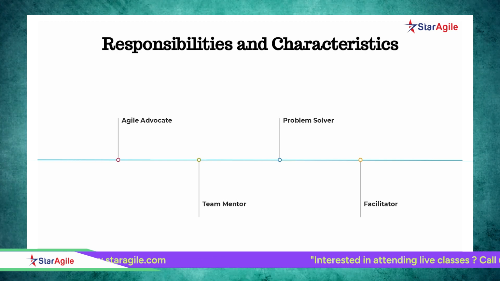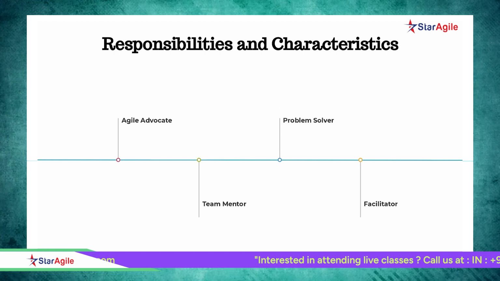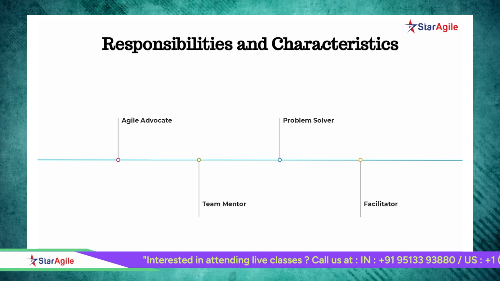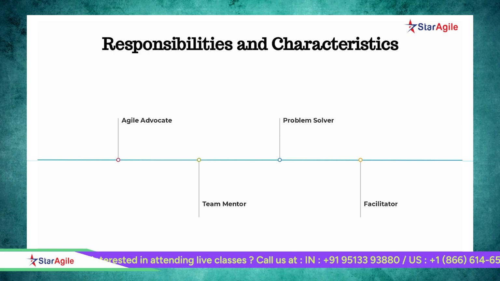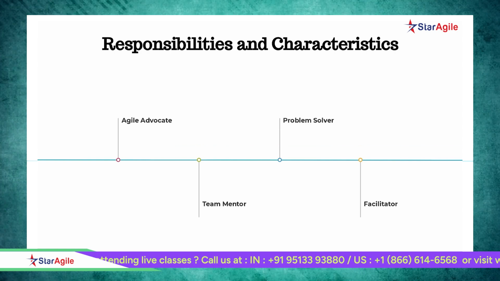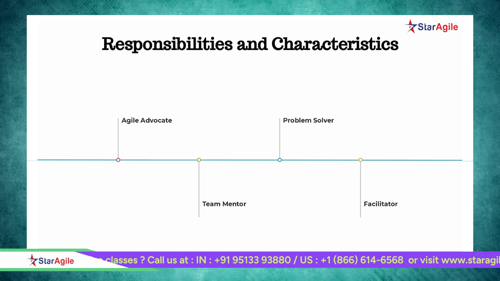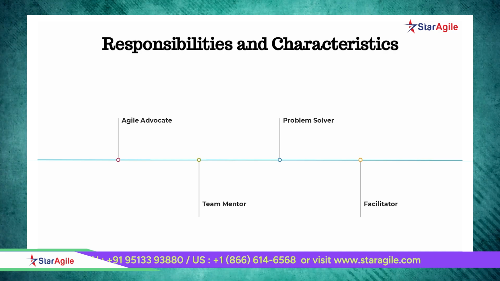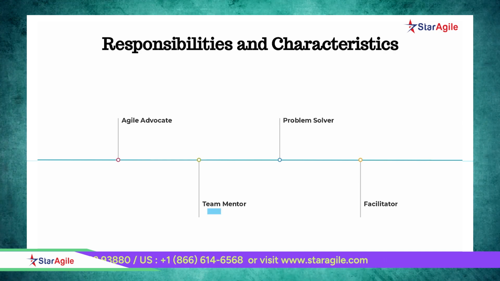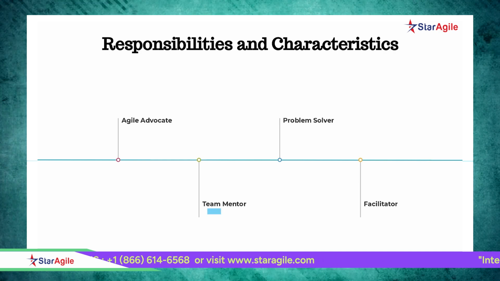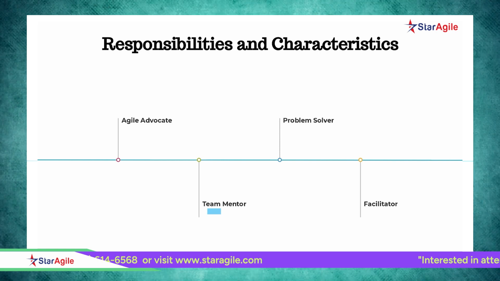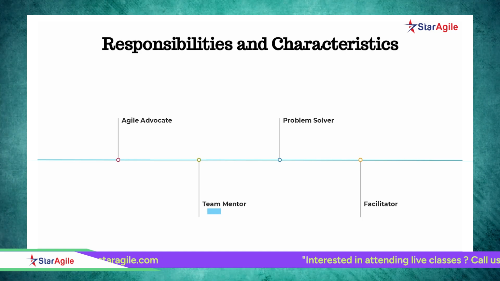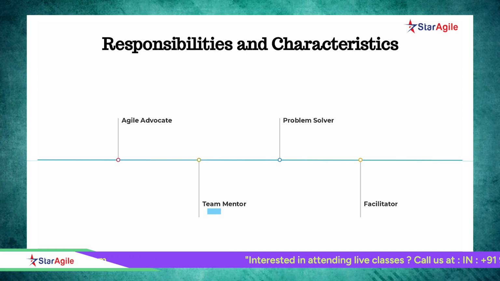Overall, as an agile advocate, the Scrum Master's role is to promote the adoption of agile principles and practices, drive cultural change, and support teams in their journey towards becoming high performing agile organizations. Team mentor is an important aspect of the Scrum Master's role, and the responsibility includes guiding the team as they navigate through the complexities of agile practices and principles.